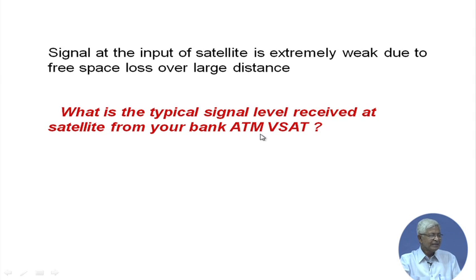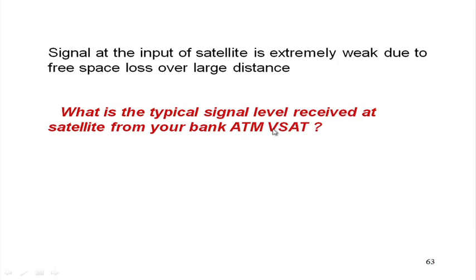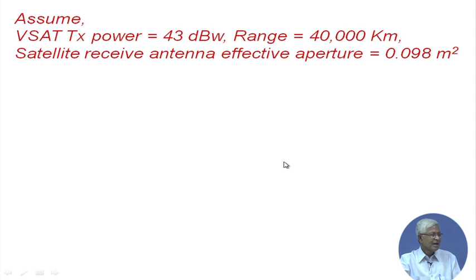You have seen bank ATMs, and near the ATM, either on the rooftop or somewhere nearby, you will find a small antenna which is looking towards the south, and that is called a very small aperture terminal, VSAT. We will try to learn about VSAT later when we talk about the ground system. Right now, let us see a typical signal level received at the satellite from your VSAT, the bank ATM. Just let us take some numbers.